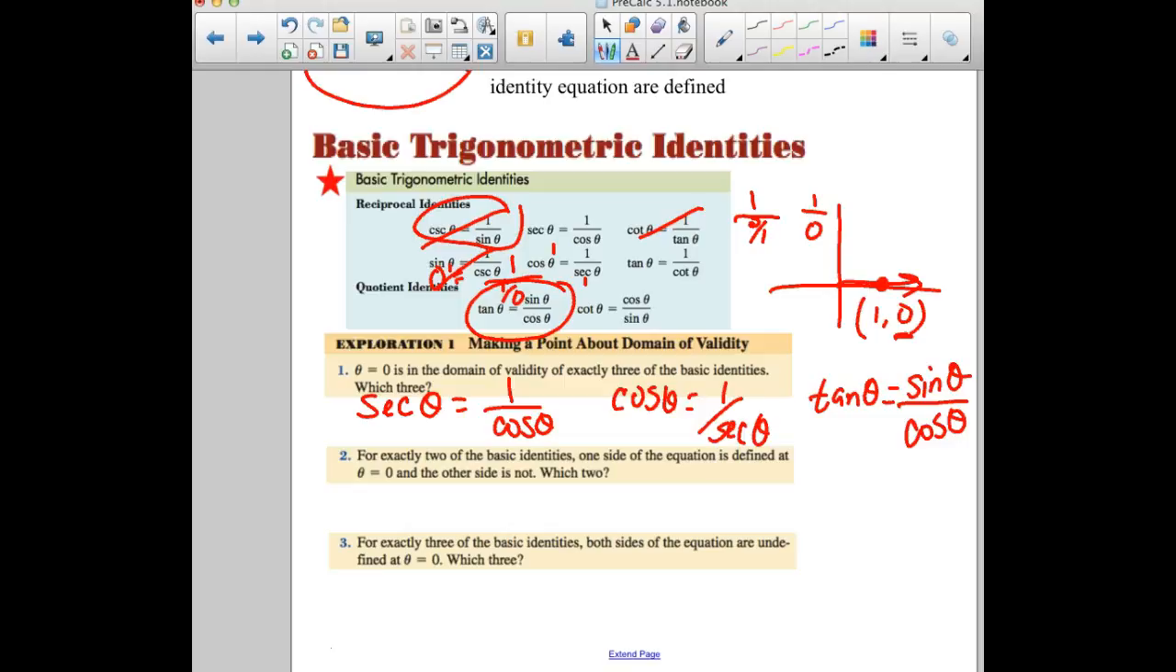All right, the second one says, for exactly 2 of the basic identities, one side of the equation is defined at 0 and the other side is not. So take a second and pause the video and then see if you can pick out 2 where one side seems to work but the other side does not.